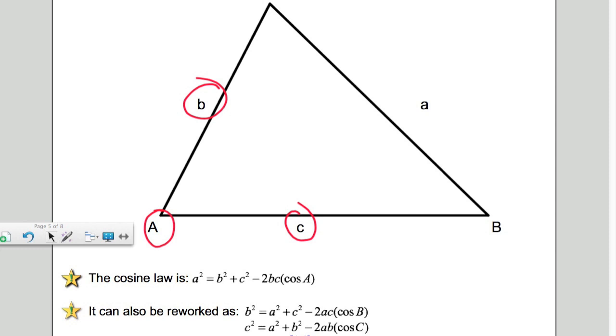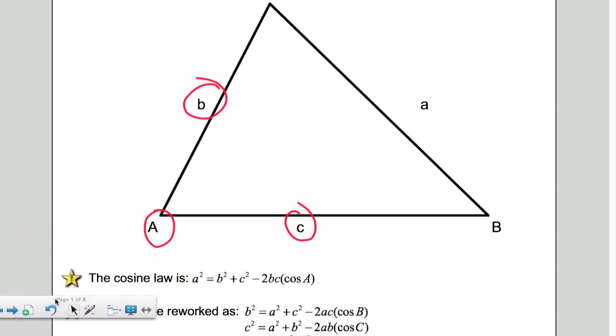Square your two sides, add them together. The only difference here is you subtract 2 times both your side lengths times the cos of your angle. And that's really your equation. That's it, all three ways. Okay, any questions on that? No? Let's try an example.